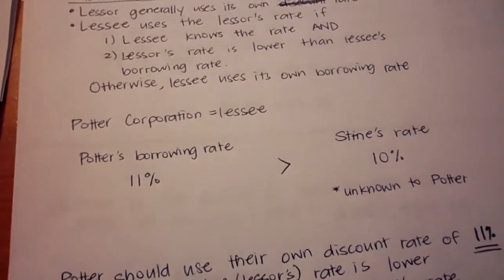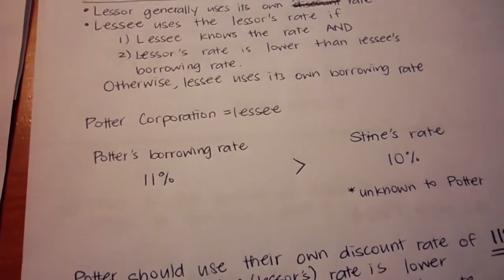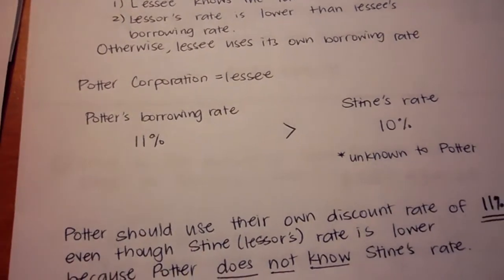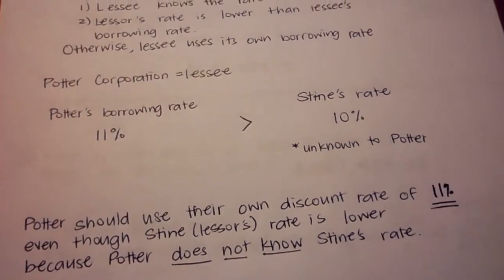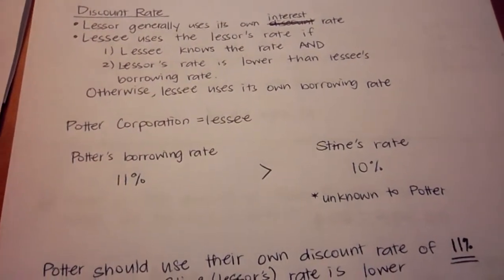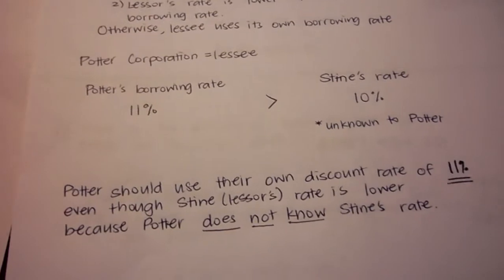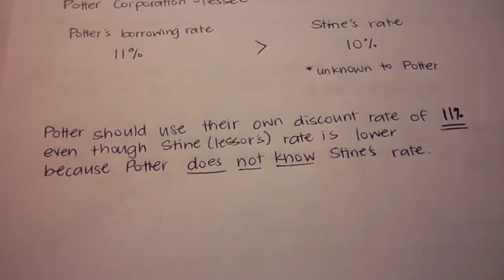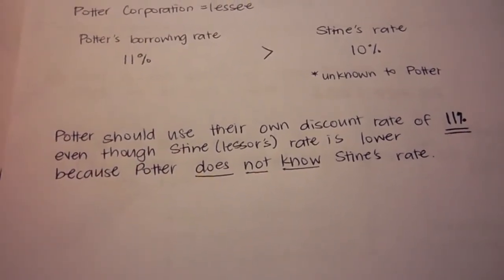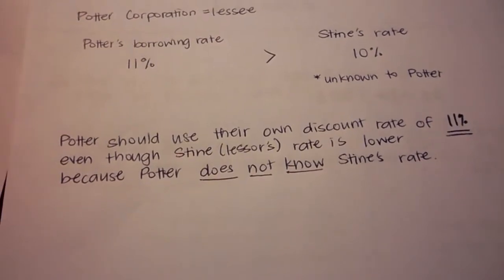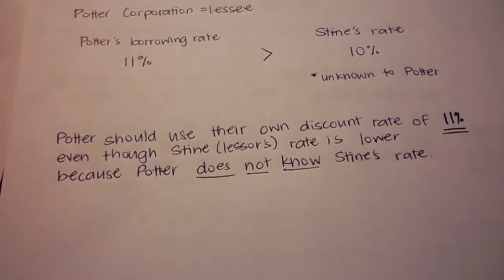In this case, Potter Corporation is the lessee. Potter's borrowing rate is 11%, which is greater than Stein's rate of 10%. However, Stein's rate is unknown to Potter, as it says right there. Therefore, Potter should use their own discount rate of 11%, even though Stein's, the lessor, rate is lower, because Potter does not know Stein's rate.